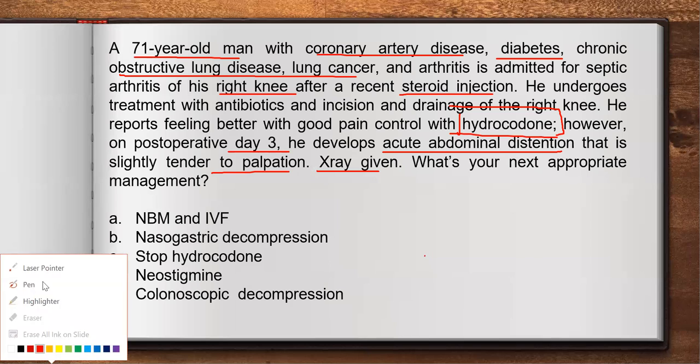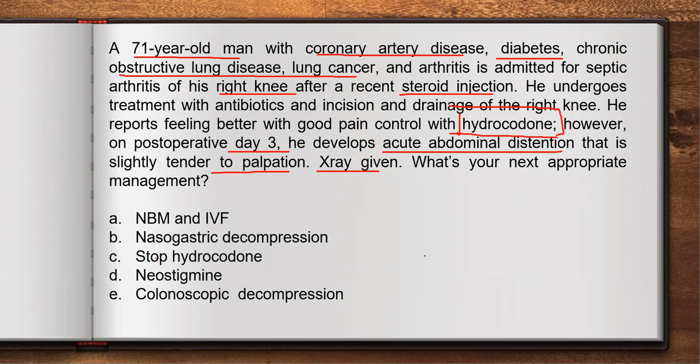Now in this case, what do you want to do? You want to keep the patient on nothing by mouth and IV fluid, nasogastric decompression, stop hydrocodone, neostigmine, colonoscopic decompression. What do you think you should do now? First thing first, stop the offending medication. So first of all, you have to stop the hydrocodone in here. That's your answer. Then later on, you will put the patient on NBM and IV fluid, then nasogastric decompression. That's all right. But they are asking you, what is the next appropriate management? Next appropriate means, what's the first thing you are going to do for this patient? Stop hydrocodone.